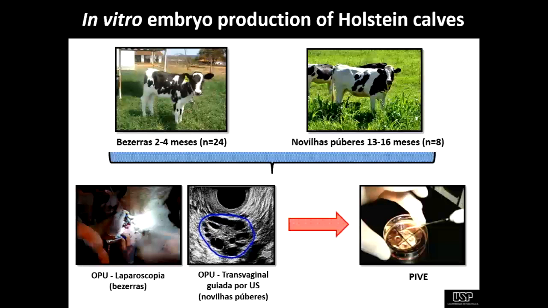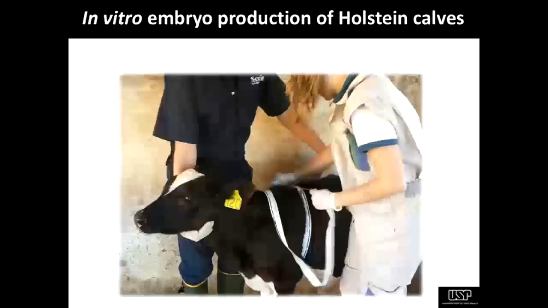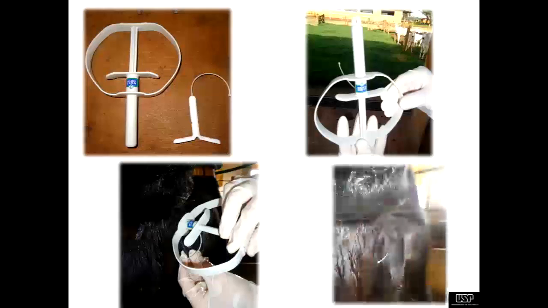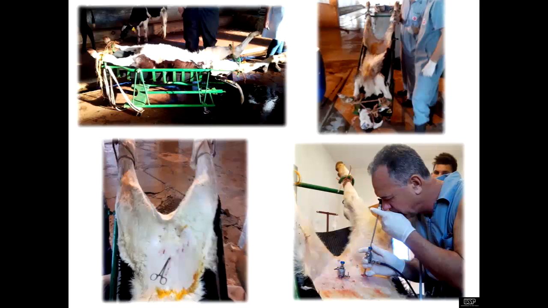The positive control was puberal heifers. And look here, again, we did the same protocol in this experiment using the positive control here. And look, these are our donors. We introduced a seeder sheep that we have in our market. These are the donors that we are using for in vivo oocyte collection. Julio did all the collection for us.